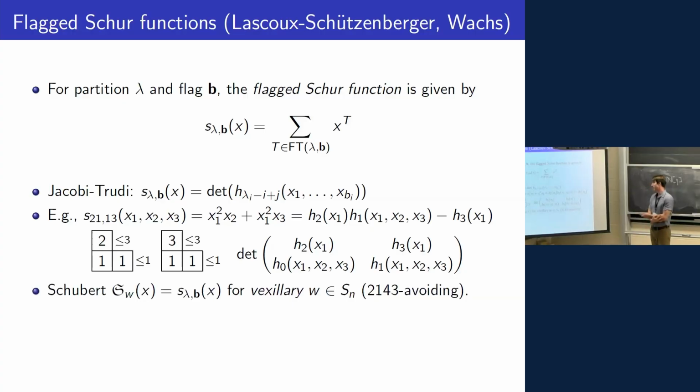Okay. And so why were Lascoux and Berger interested in them? Well, flag Schur polynomials are actually examples of special Schubert polynomials, which came up in Colleen's talk. Specifically, they correspond to 2143-avoiding permutations. This sometimes goes by the name of vexillary, but that's not really informative because vexillary just means flagged.